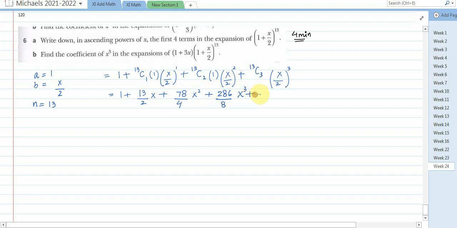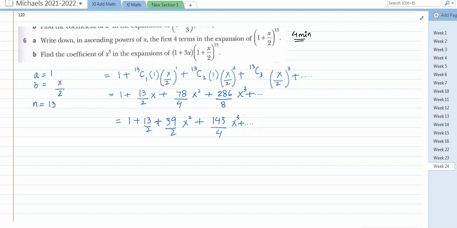The expansion continues, but we are looking for only 4 terms, so we need to highlight this dot here. That means the expansion continues, but we are looking only at the first 4 terms. So 286 divided by 8 will be a fraction, so that will be 1 + 13/2 x, 78 divided by 4 is + 39/2 x square, + 286 divided by 8, that will be 143/4 x cube, plus. So these are the first 4 terms that we are looking for.